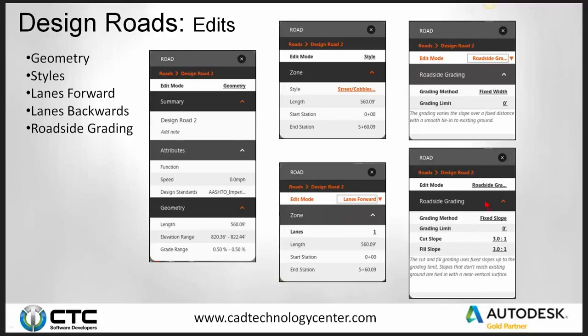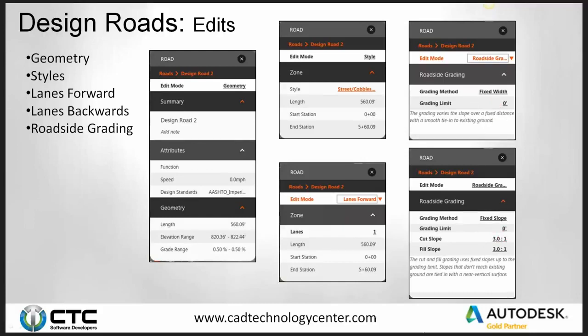So what happened is they actually came out with roadside grading. Now what I can say for the grading method, instead of a fixed width, is that if I'm in a cut slope, I go at a 3-to-1, and if I'm at a fill slope, I also go at a 3-to-1. And in this case, the grading limit is still the same idea up in here.